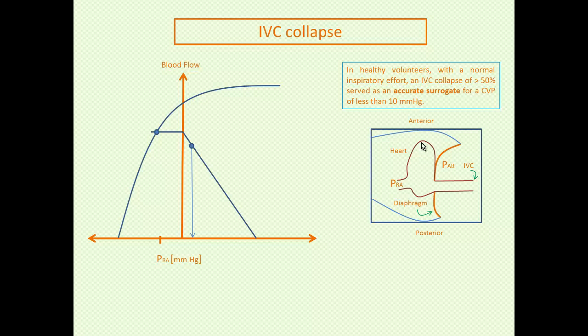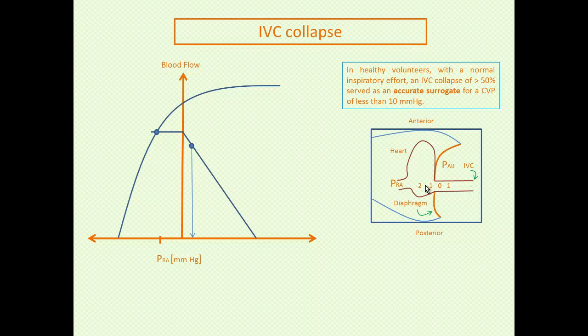Again, this is the anterior chest wall, the posterior chest wall. This is the patient lying on their back, the diaphragm in orange here, the IVC, the heart, the right atrial pressure. Okay, so this patient takes a deep breath in, or I should say a normal breath in. Right atrial pressure falls in response to the decrease in intrathoracic pressure, and then a gradient occurs down the IVC.